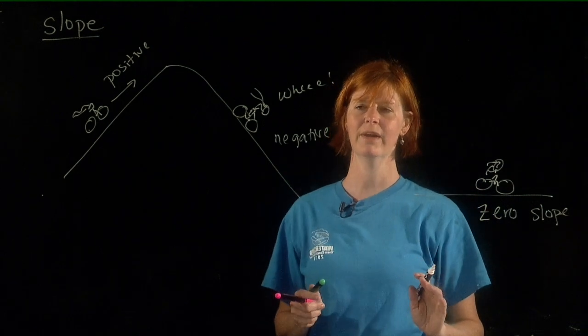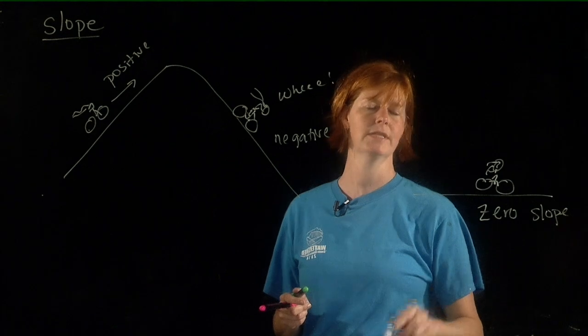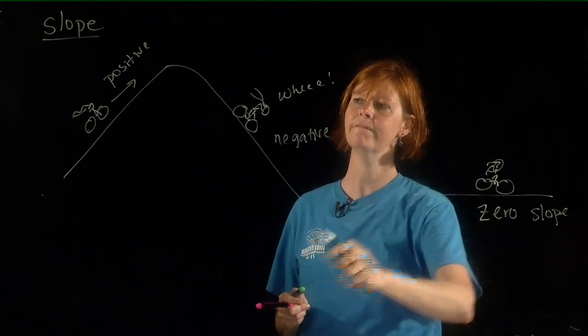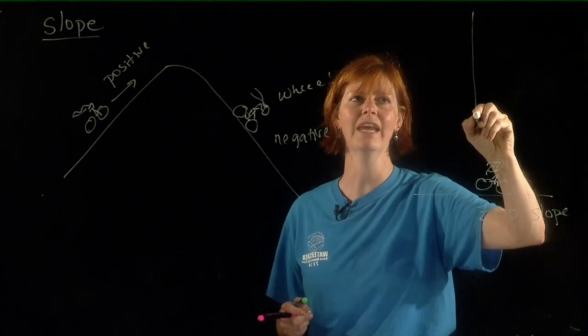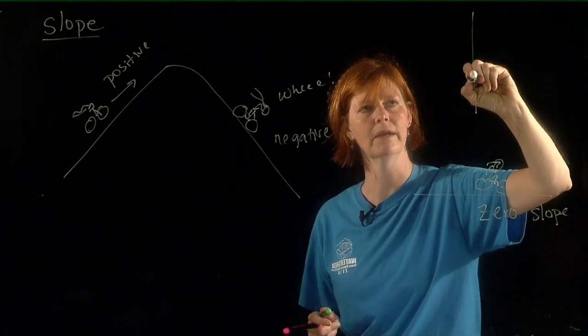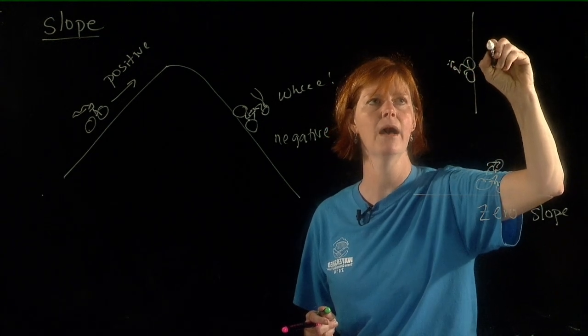Now, there's one thing we haven't done. Can you ride your bike straight up and down? Now you may feel like it's straight up and down when you're on a hill, but you're really not. You can't, right? This is impossible. I can't even draw it. This person's sad.